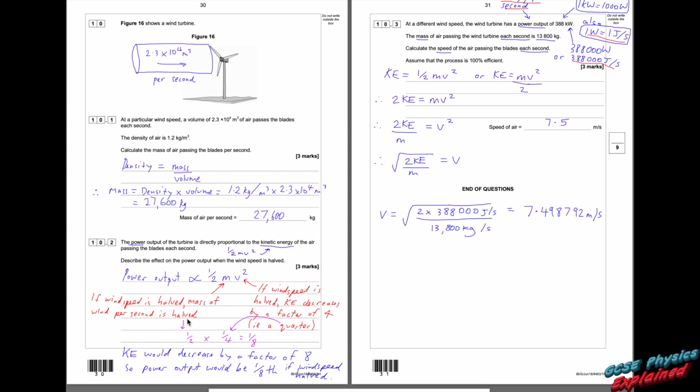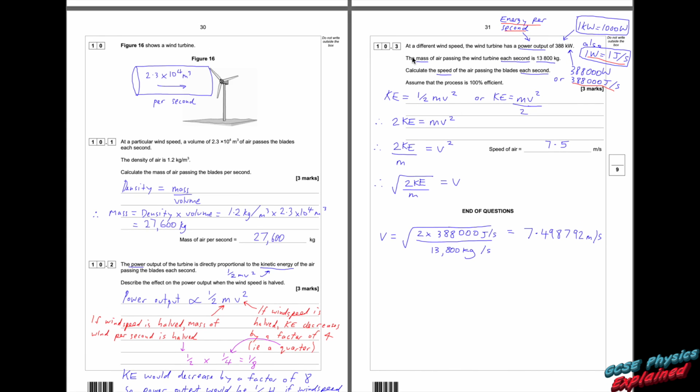going to be halved. So if you halve the kinetic energy and you also quarter the kinetic energy, then a half times a quarter is an eighth. So the kinetic energy would decrease by a factor of 8. In other words, the power output will be an eighth of what it was if the wind speed gets halved. So it's a bit tricky, that one, for 3 marks. It could easily be worth more than 3 marks.